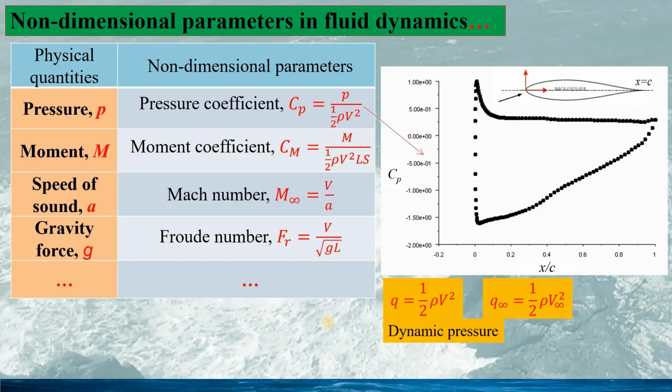Because of the advantages of the dimensional analysis in fluid dynamics, in both hydrodynamics and aerodynamics, all the physical parameters would more likely be given in the form of non-dimensional parameters rather than the direct value of the parameters, such as the coefficients in the last and this slide.